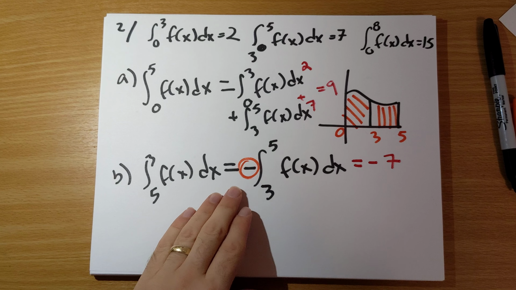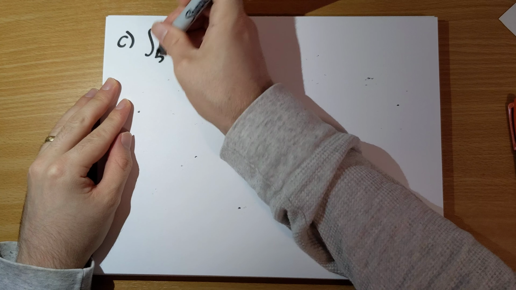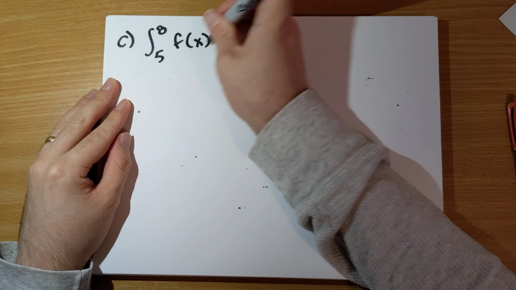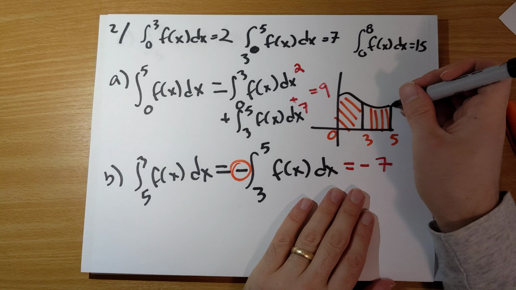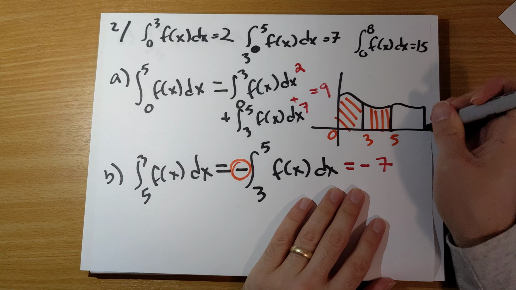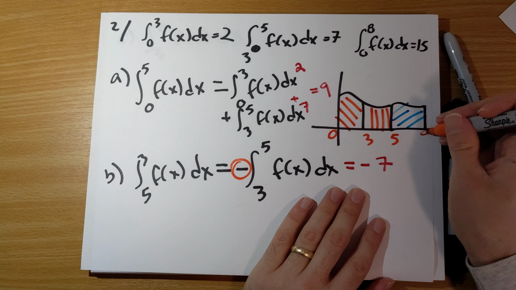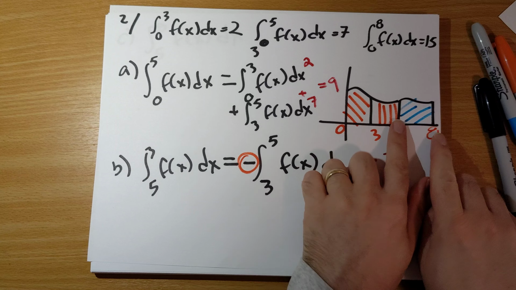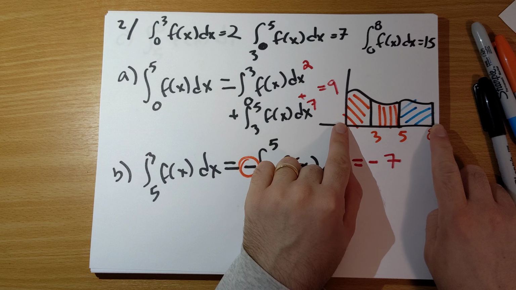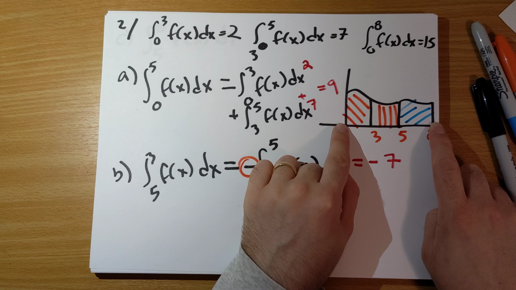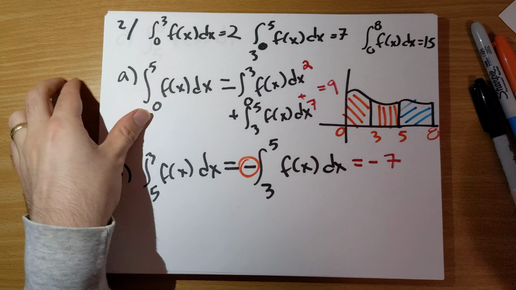Okay, what is up next? We have the integral from 5 to 8 of f of x dx. Well, let's take a look at here. I'm just going to extend this a little bit further. This picture right here. So the integral from 5 to 8, this blue region, we can find it by computing the integral from 0 to 8 and then subtracting off this part of it.